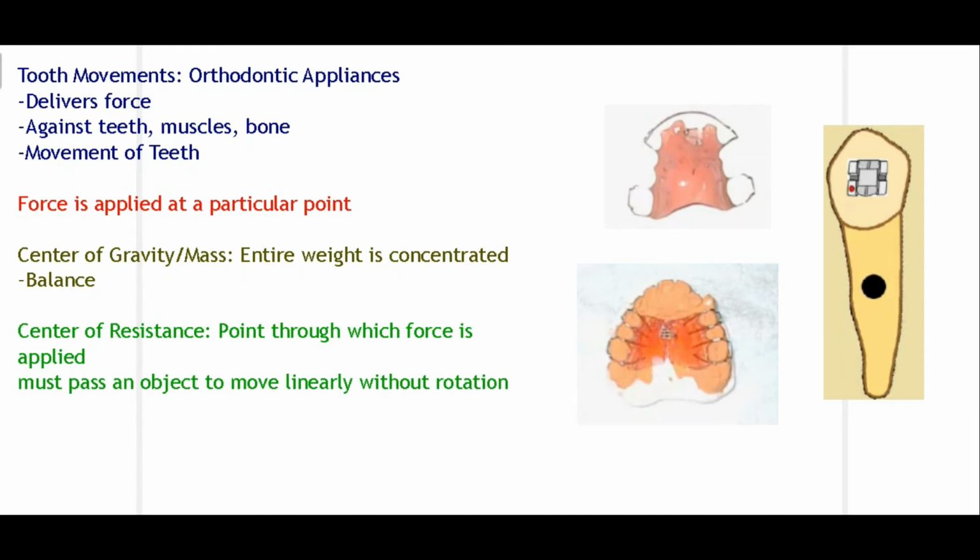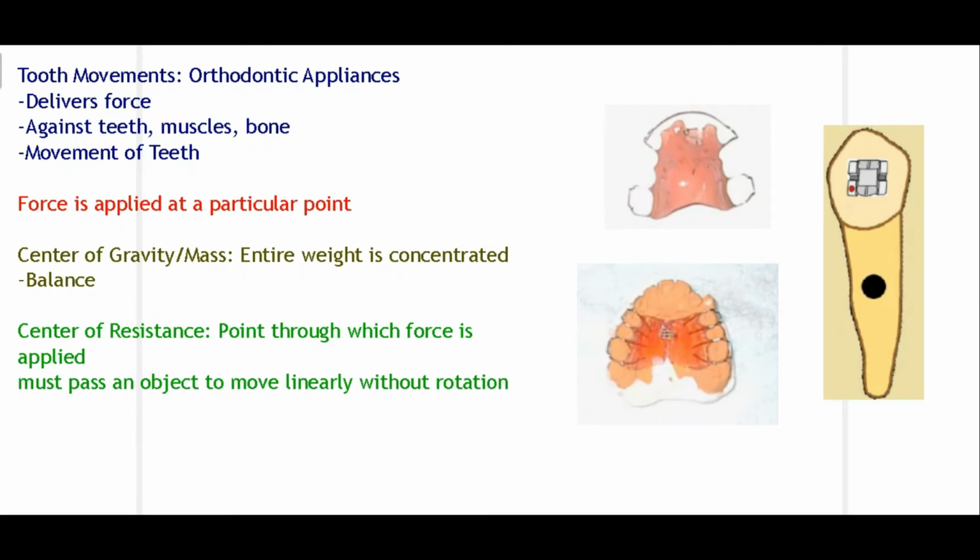Now, before we talk about different types of tooth movement, there are two terms that have to be clarified at this point. First is center of gravity or center of mass, and the second is center of resistance. Center of gravity is that point where the entire weight of the object is concentrated. This point determines balance. But more important than this term is center of resistance, because center of resistance is that point which determines where the force will be applied and which type of tooth movement will occur.